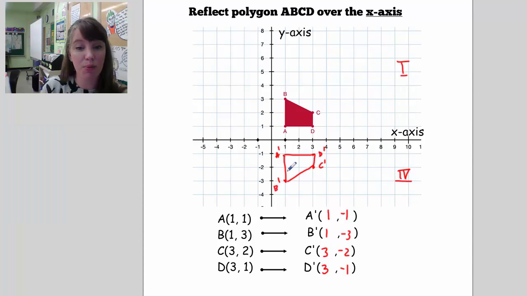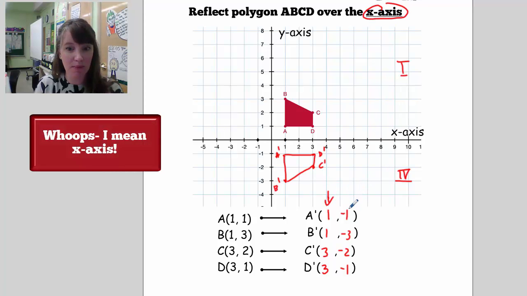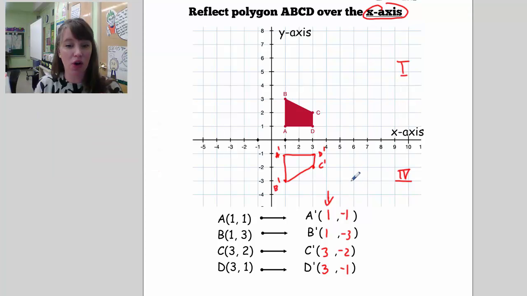All right, if the pre-image were in quadrant 4, all your y coordinates would have initially been negative, and then they would have changed over to their opposite, which is positive. Okay, so a reflection across the x-axis keeps all the x coordinates the same, and it changes all the y coordinates to their opposite. So that is something that you should write in the annotation as you take the notes for this lesson.